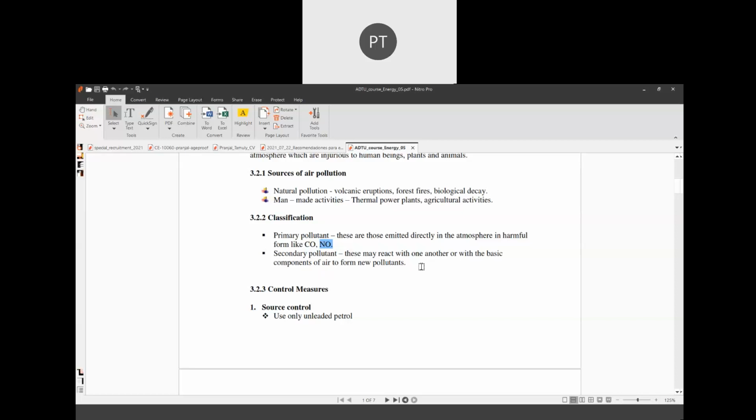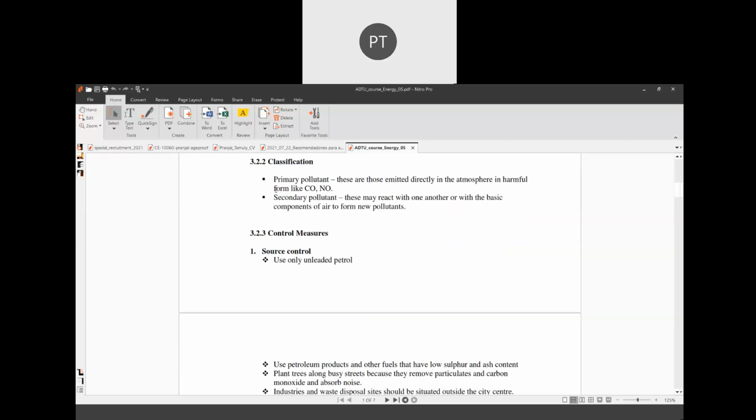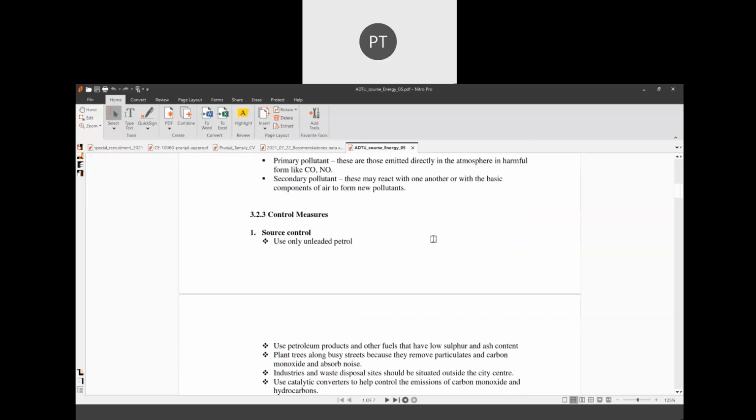Ozone is nothing but the primary constituent of the smog that is produced in Delhi or in other polluted parts of the city. So ozone is formed by the reaction of all these primary pollutants. So how can we control this type of pollution?